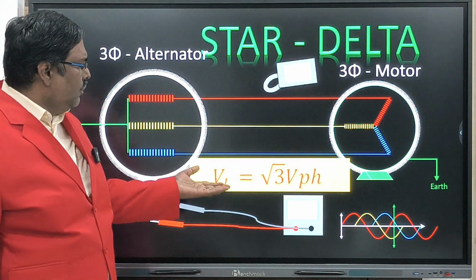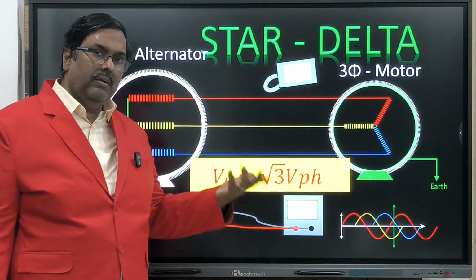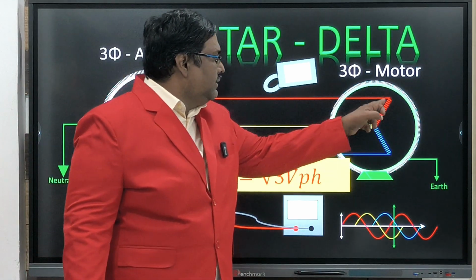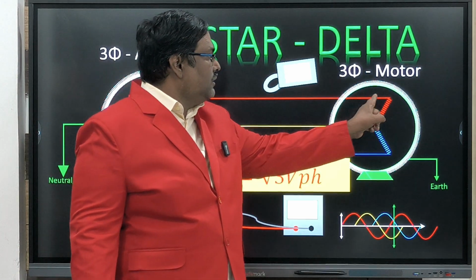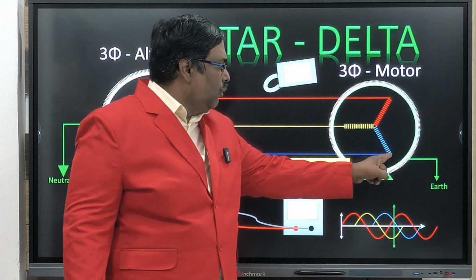Okay, so now VL equals √3 V phase. So what will happen to the current? Current is in series. If I consider red and blue, here I took red and blue, the current goes through the red coil and then the blue coil and comes back.